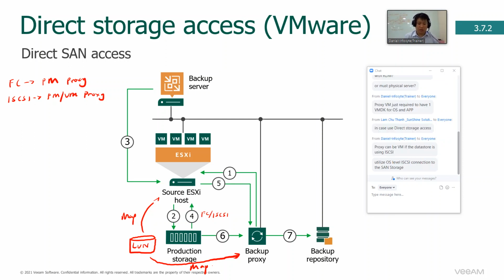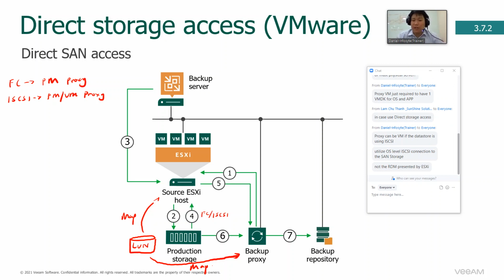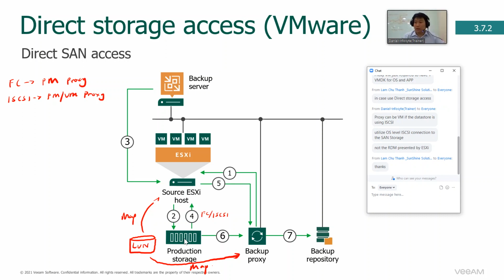not the RDM presented by ESXi. Now you need to be careful here. There are a few types of RDM connectivity. One being the storage system presents the LUN disk to the ESXi first, and then from the ESXi we present it to the VM. Those are for data access. Those kinds of RDM are not utilized and not supported here in direct storage access.